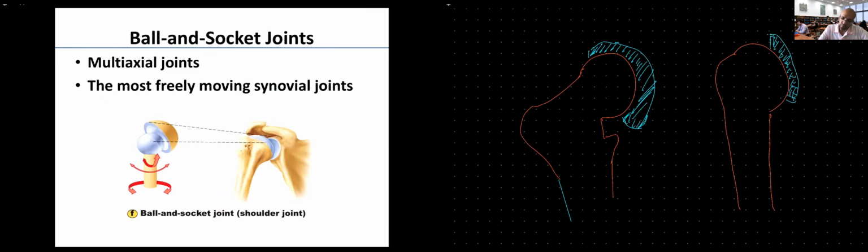And this allows the widest range of motion. I can perform flexion, extension. I can perform abduction, adduction. I can perform rotation. So I have more than two axes that I can move along. That's why we classify the ball and socket joints as multi-axial joints. I have more than two axes that I can move along.